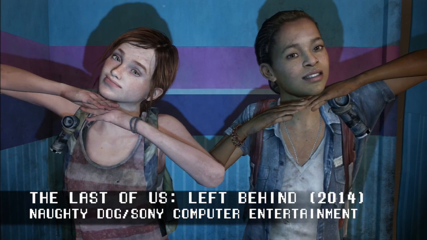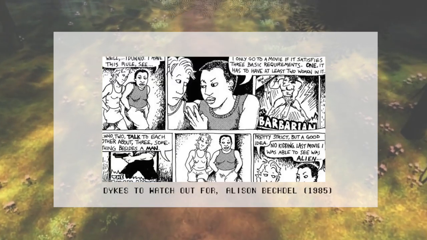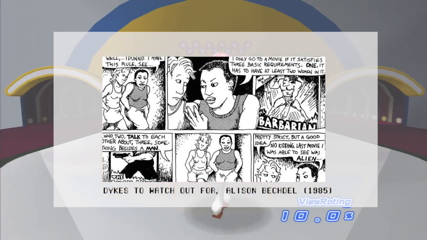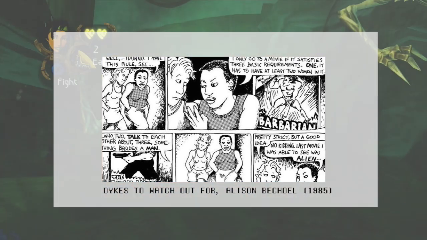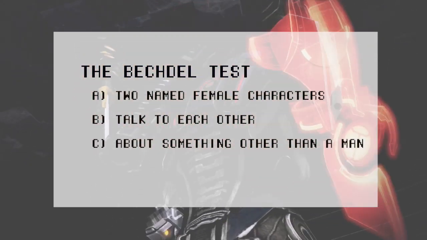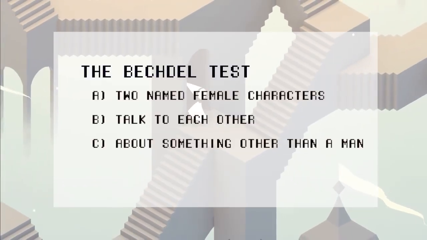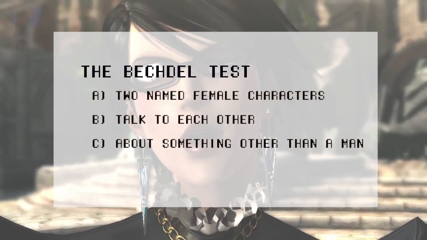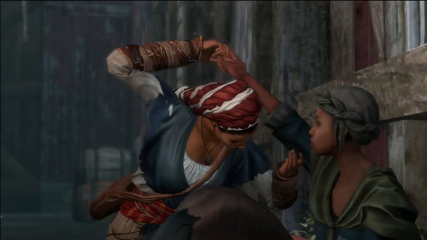The Bechdel Test is named for comic artist Alison Bechdel, whose 1985 comic strip, Dykes to Watch Out For, inspired it. In the strip, a character explains that she has one rule for choosing which films to see. The film must A. have two named women in it who then must B. speak to each other about C. something other than a man. This is the heart of the Bechdel Test.